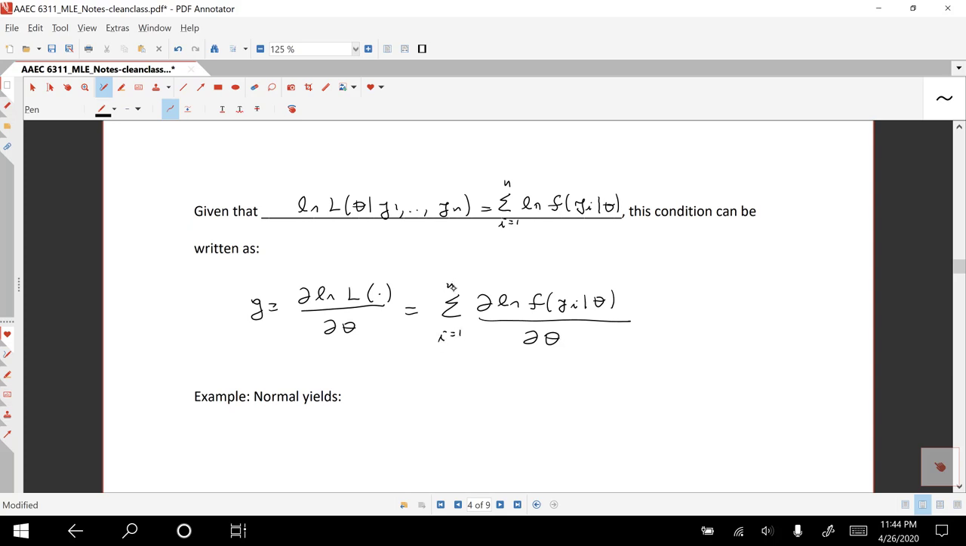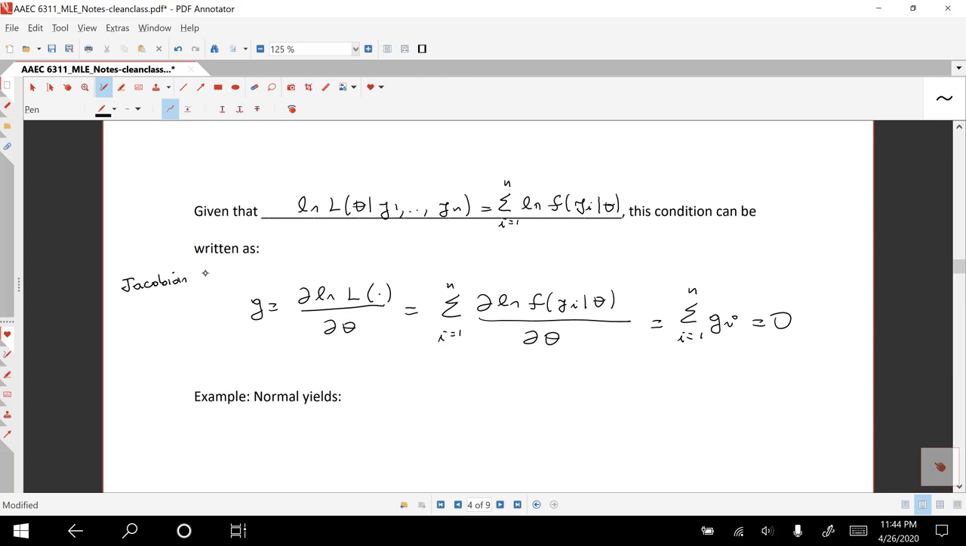And of course, this is relatively easy to calculate. Remember, the derivative of the log likelihood function is going to be equal to the sum of the derivatives of the log of these PDFs with respect to theta. Sometimes it's called the sum of the g_i's. We call each of those terms g_i, and that's going to be equal to zero. Sometimes this G, the first derivative of the log likelihood function with respect to theta, is called the Jacobian matrix.